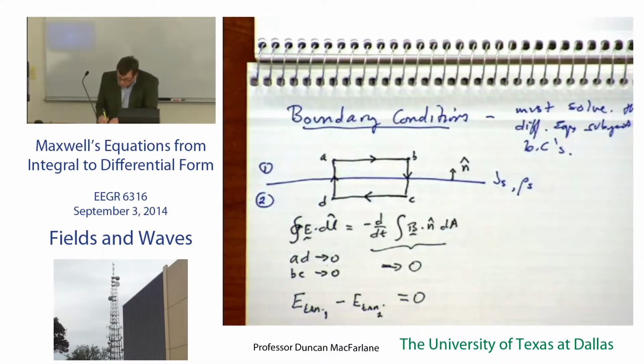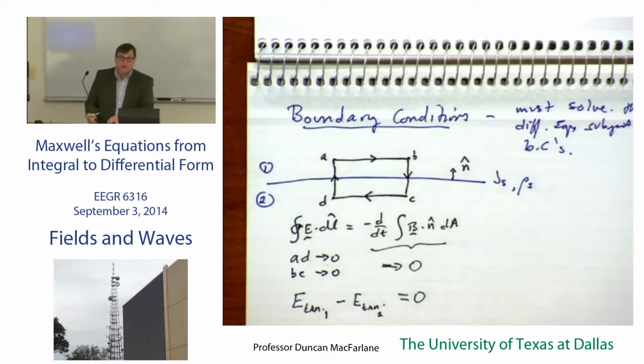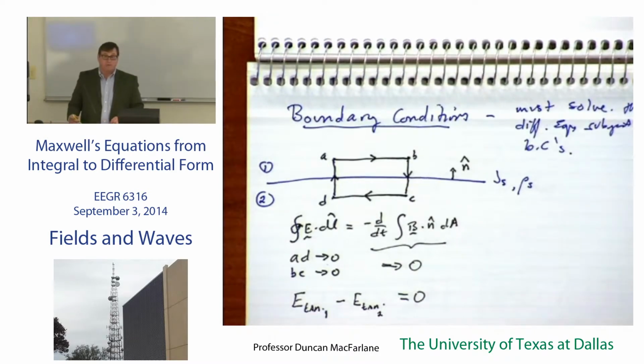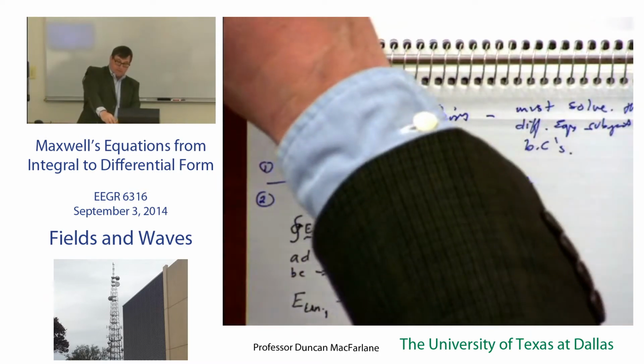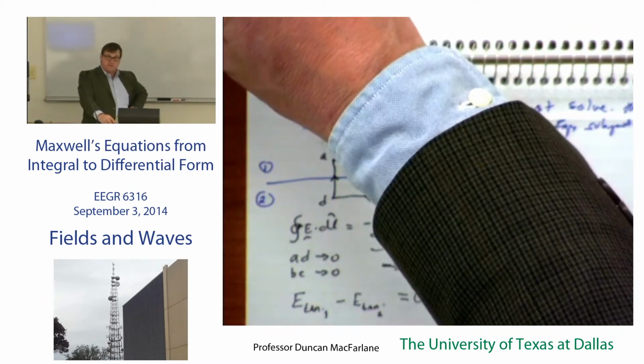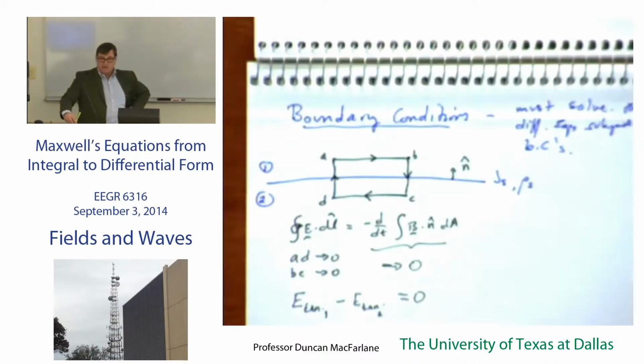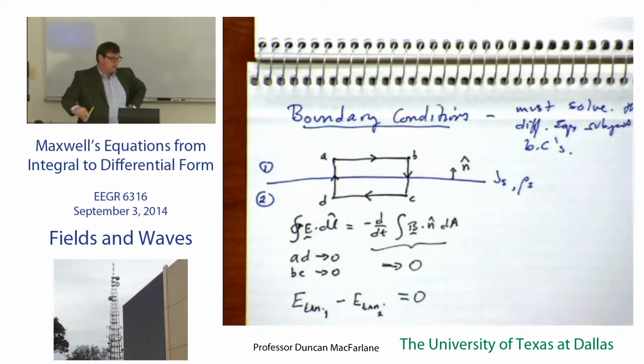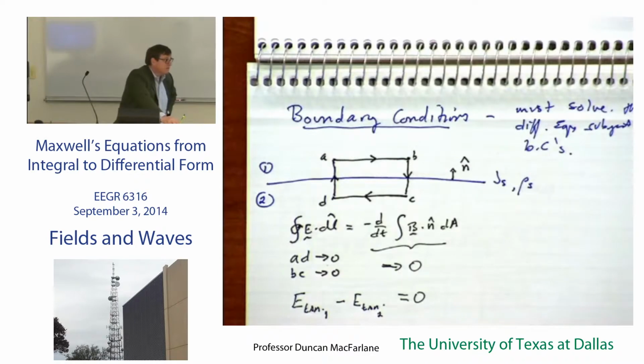So E tangential 1 must equal E tangential 2 across a boundary. So my electric field at some point on the boundary will be sticking up like this. Okay? It'll be sticking up like this. Make sure everyone sees me. You guys over there are sort of disadvantaged, I've noticed.